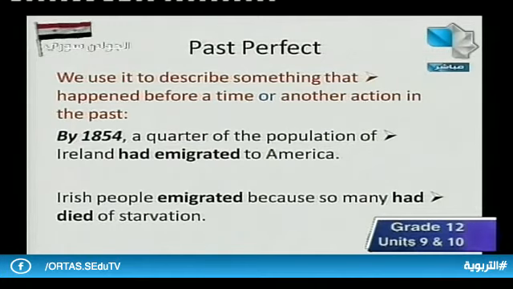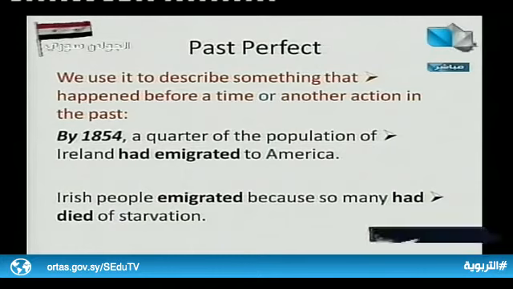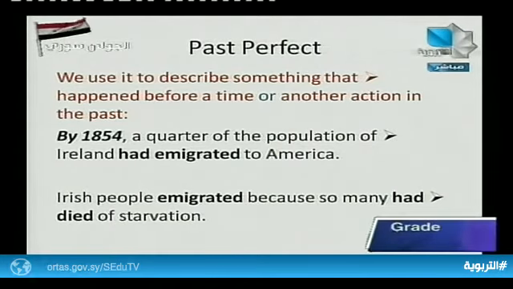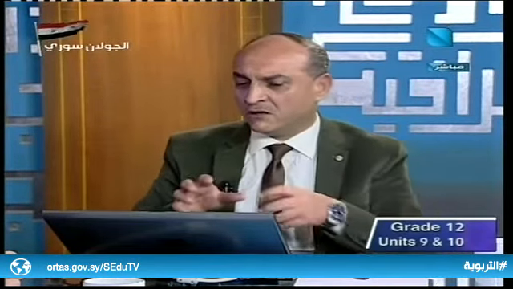You have other choices. We can say here, Irish people immigrated because so many people were dying in Ireland at that time. We can use the past progressive, I mean the past continuous. We can use the past simple: because so many people died of starvation. So I think three tenses here are possible and are accepted in this situation, not only the past perfect. But here we mention the past perfect to clarify why we use the past perfect.